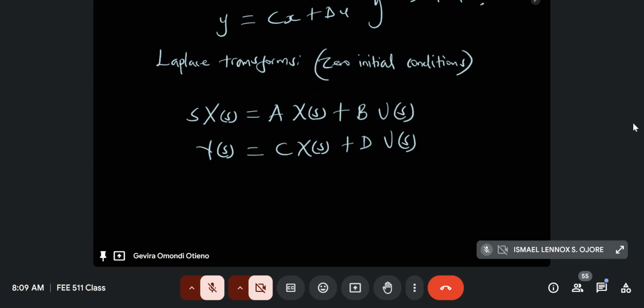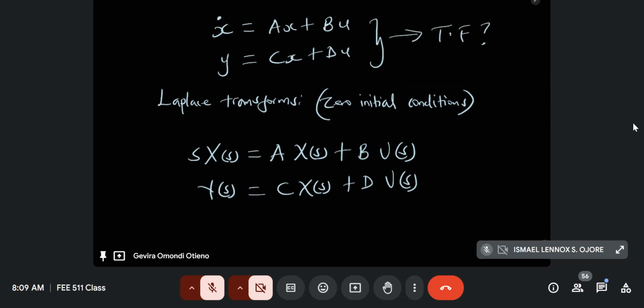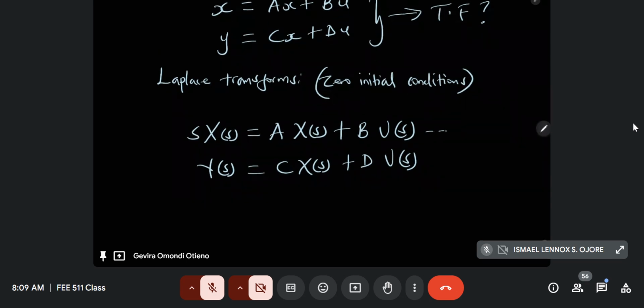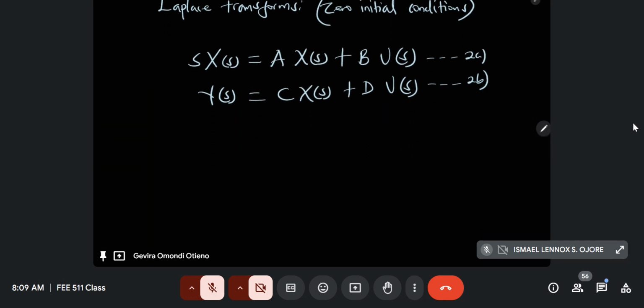Now, it's easy to see from this that, let me call these 2a and 2b, so that I can refer to each of these equations. You can easily see that we can take 2a because there's X(s) on the left-hand side and there's X(s) on the right-hand side. So we can actually bring X(s) to the left-hand side so that we have all X(s) like terms on the left-hand side, and then the rest of the terms on the right-hand side. Now, I think by now we understand this.